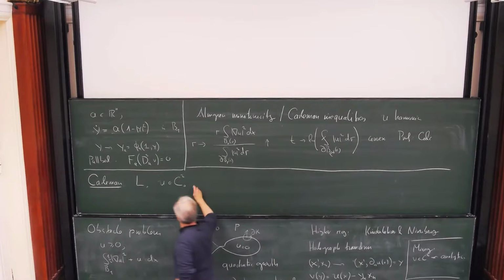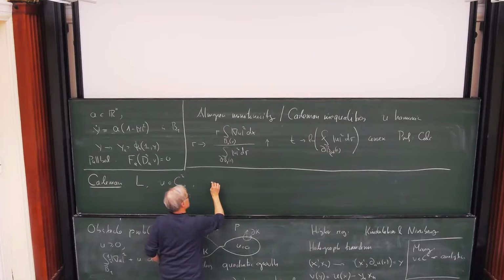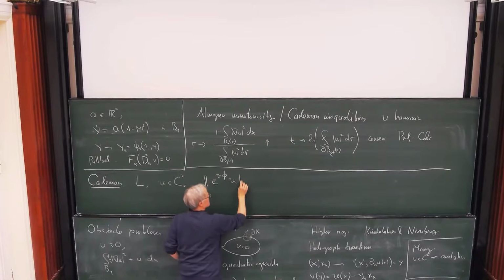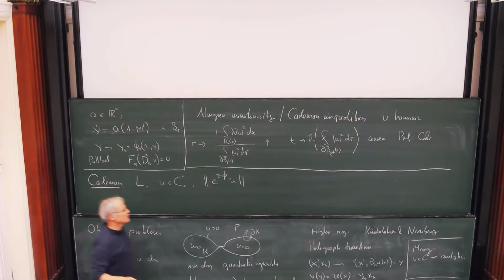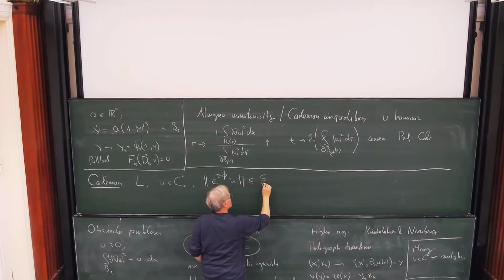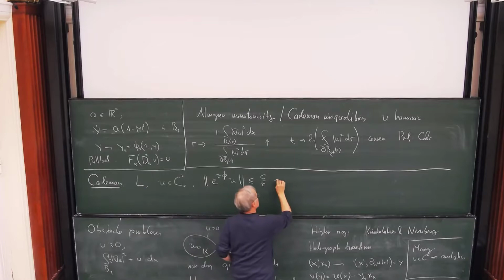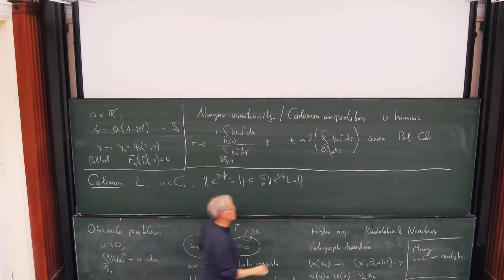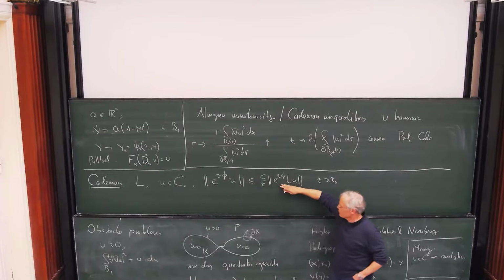that we estimate e to the power phi times u in some norm. So phi is a function which has to be chosen. Allow me to be a bit sketchy, I don't want to specify the norms here. This is less or equal, typically one gets something like c divided by tau, could be something different, that's not the important part here, e to the tau phi times Lu. And this holds then for all tau larger than tau zero.